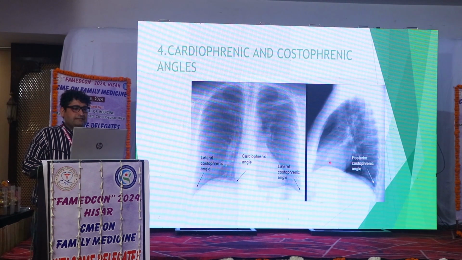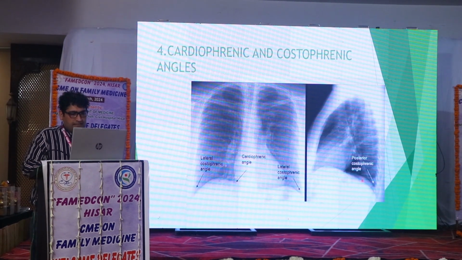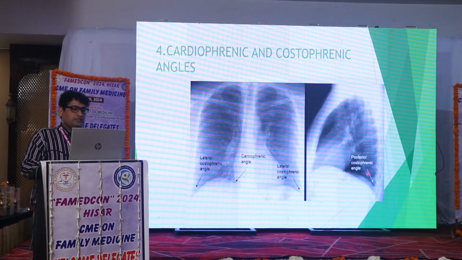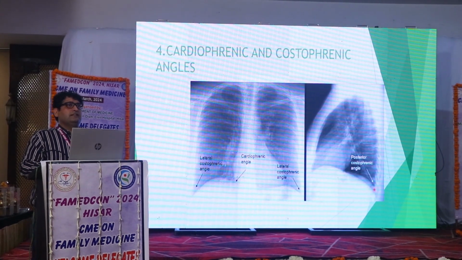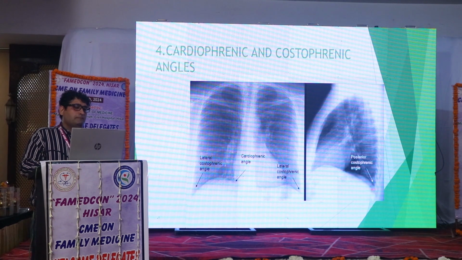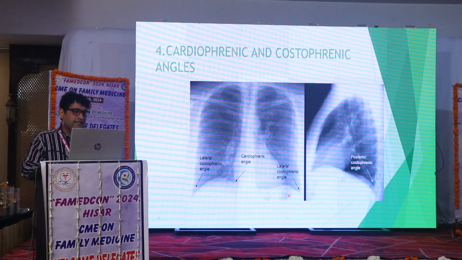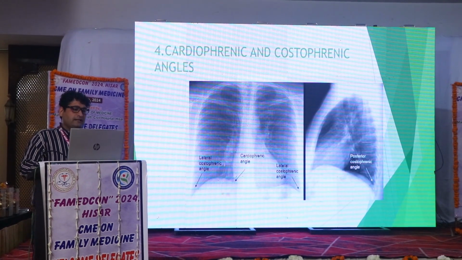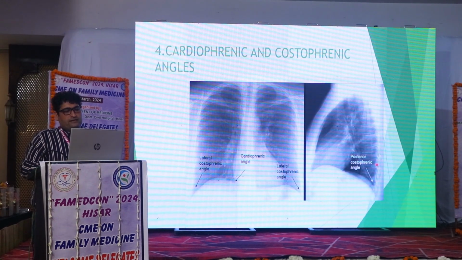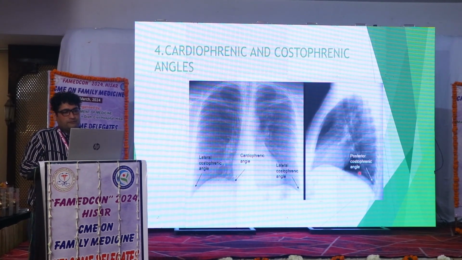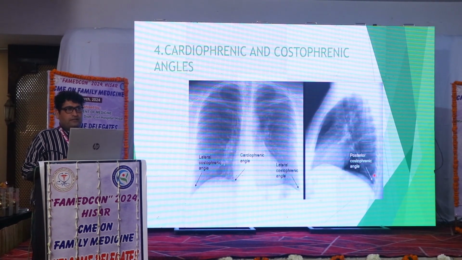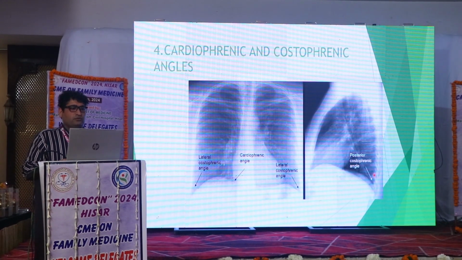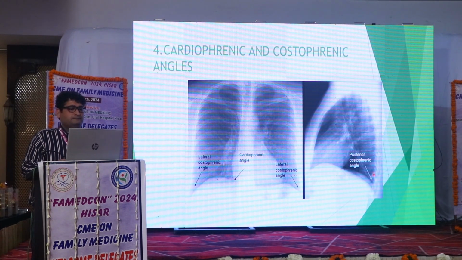Now, these are the same angles, but there is one more angle known as the posterior costophrenic angle. Sometimes the patient says he has thoracic pain, and on the PA view these angles are clearly visible, but if we do the lateral view, then you may see that the costophrenic angles are blunted. That will be a minimal pleural effusion, which you can see on a lateral chest X-ray.